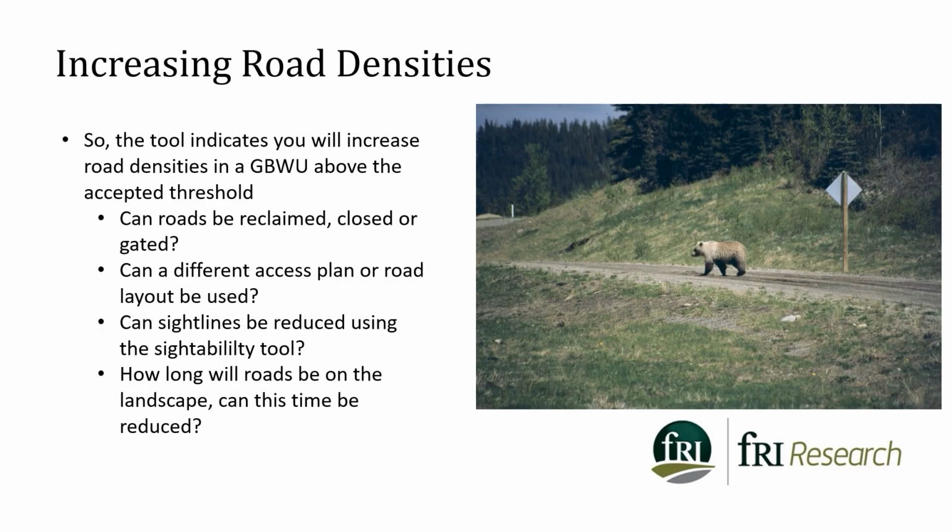But what do we do when we run the tool, we run our scenarios, and we find that we are increasing road densities in a grizzly bear watershed unit above the accepted thresholds? So a few things that we can look at are, can roads be reclaimed, closed, or gated? Can a different access plan or road layout be used? Can sightlines be reduced using the siteability tool, which we will go over later in this webinar series? And how long will roads be on the landscape? And can this time be reduced?